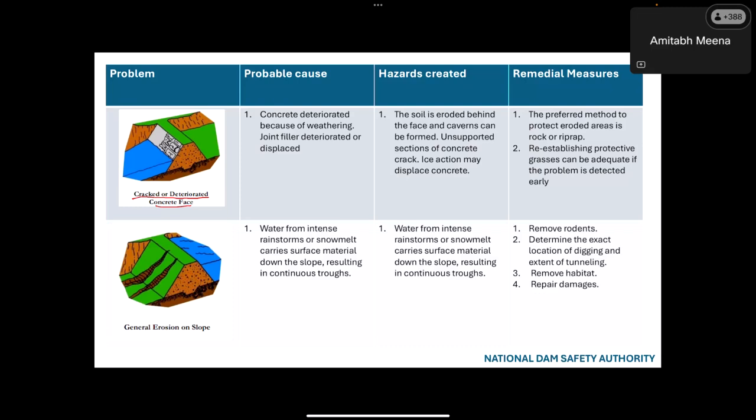Generally, in this second diagram, there is huge erosion along the slope. It may be caused because the water from intense rainstorm or snow melt carries surface materials down the slope, resulting in continuous troughs. So these troughs are created because of the heavy downpour, and maybe some drainage was not proper, or the drainage galleries were not working properly.